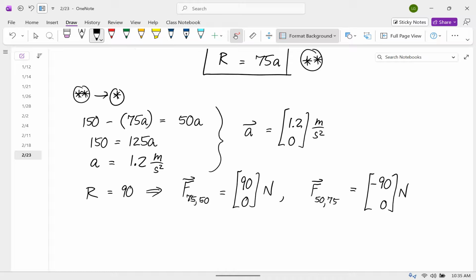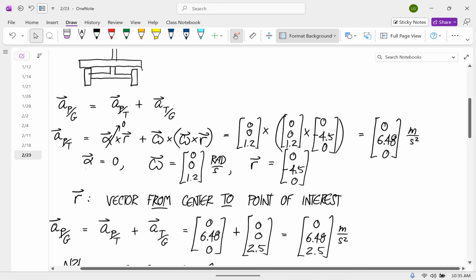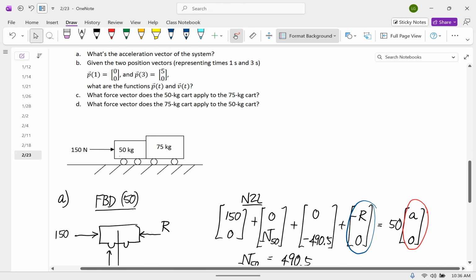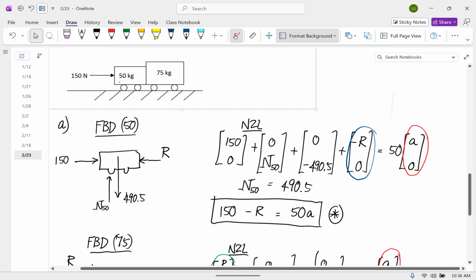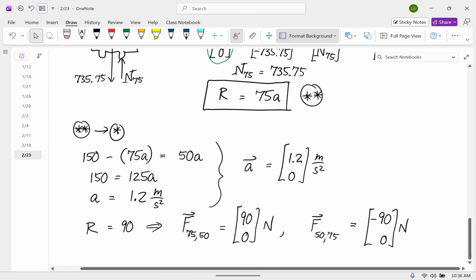Anybody have any questions about that one? Oh, and then there's still the differential equations thing. So we're given the position at 1 second, the position at 3 seconds. What are the position and velocity vectors?